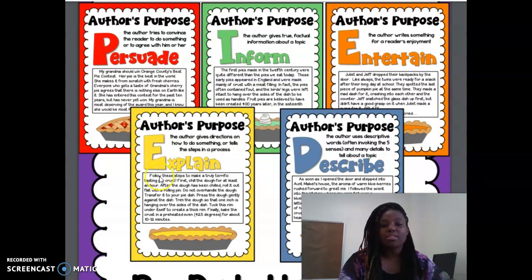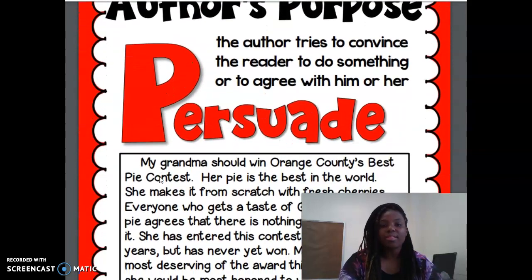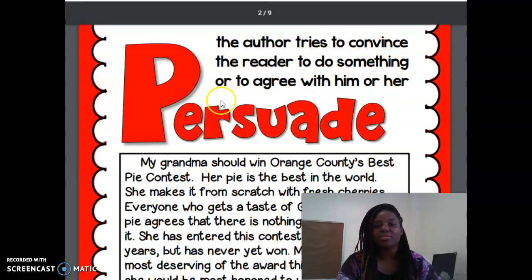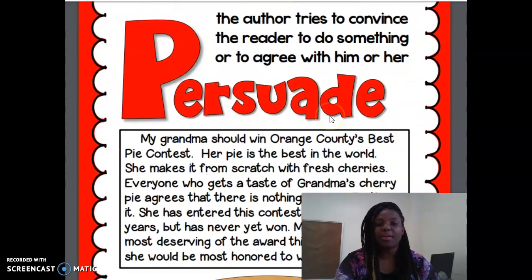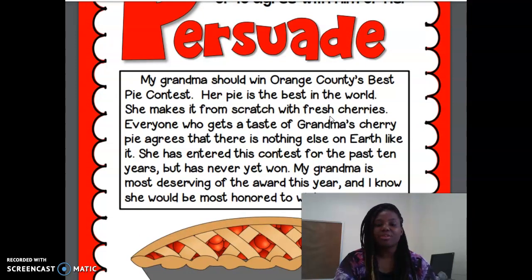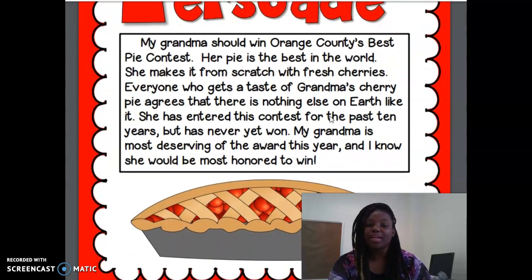Okay, so here, starting with to persuade. The author tries to convince the reader to do something or to agree with him or her. You may see this in a magazine or a newspaper article, even on the internet. So here we have a short paragraph that is going to show us how an author can persuade someone.